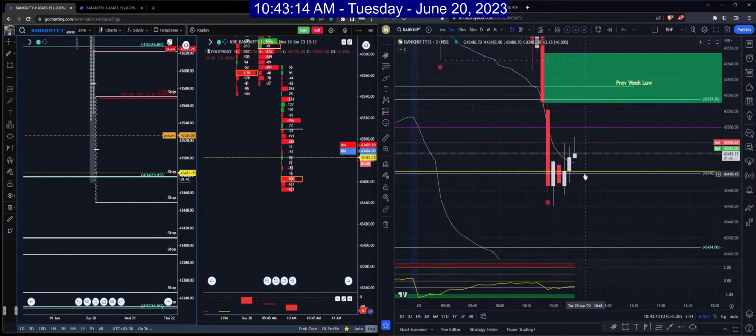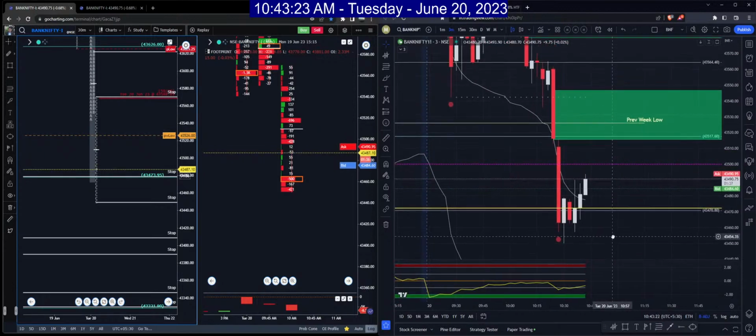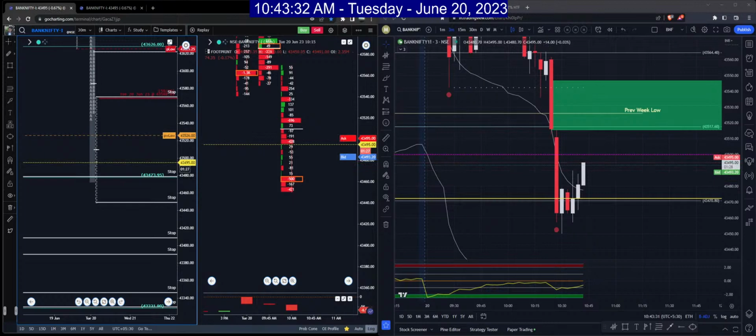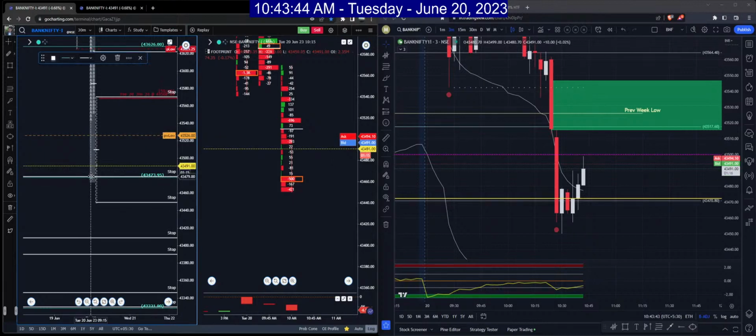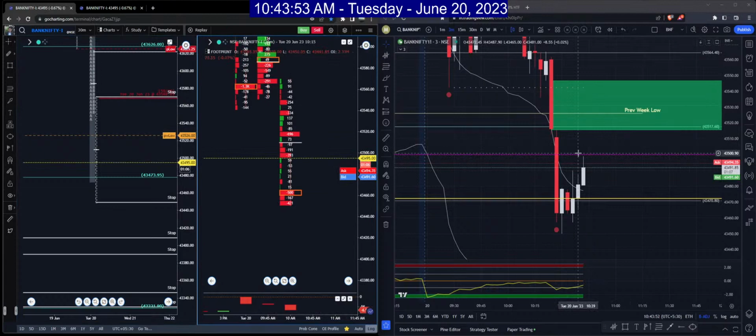So it is developing around the bigger level. Do we get a reversal? So there is supply coming in at the 43,500 level. That's a psychological level.